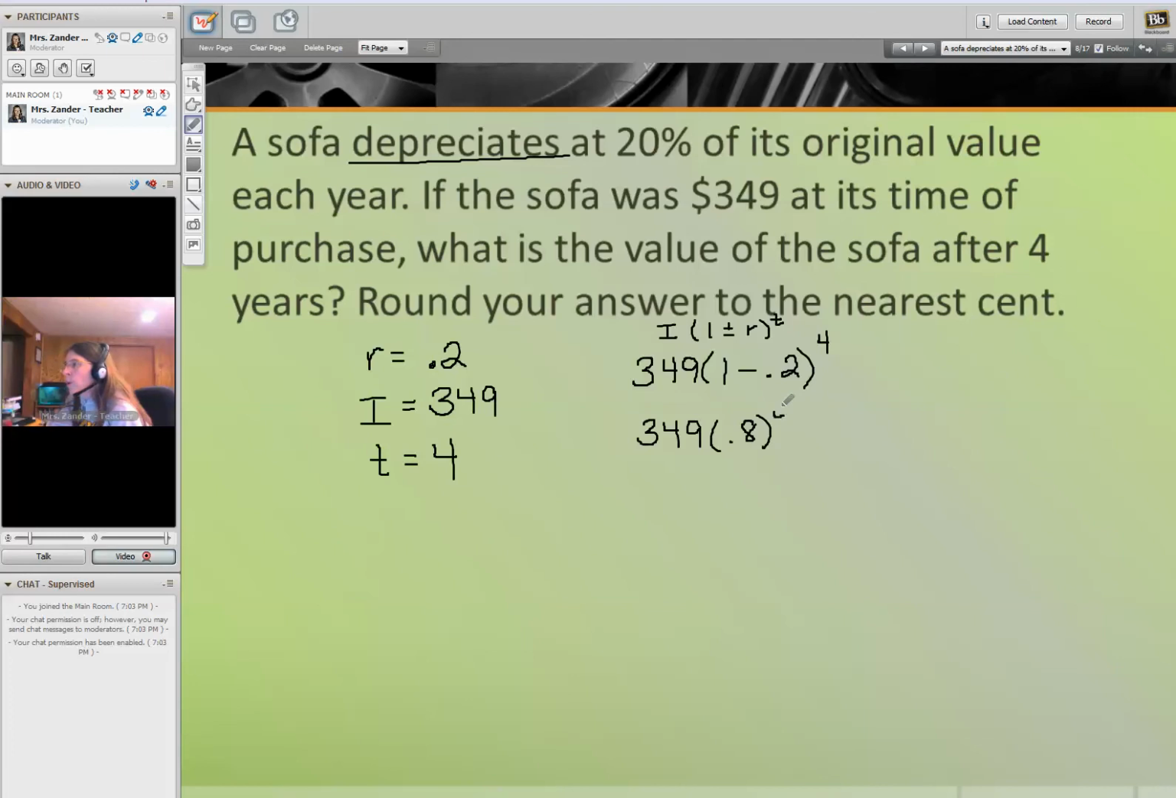Order of operations is really important as we're solving these. So make sure you're doing your exponents first before you're multiplying. Otherwise, you're not going to get the correct answer. So again, make sure you're doing your order of operations. Okay. And then if we multiply that by 349, we get approximately $142.95.